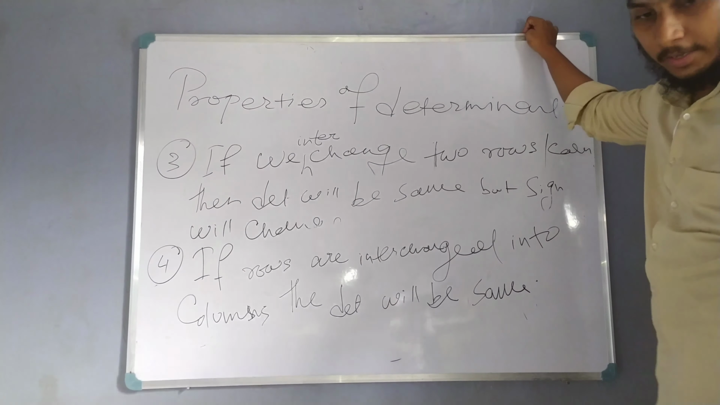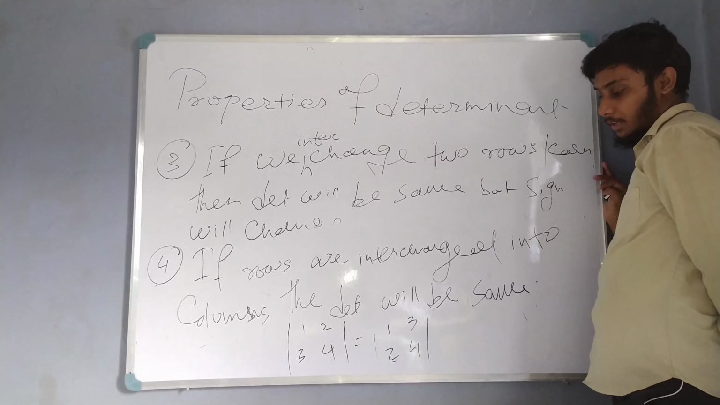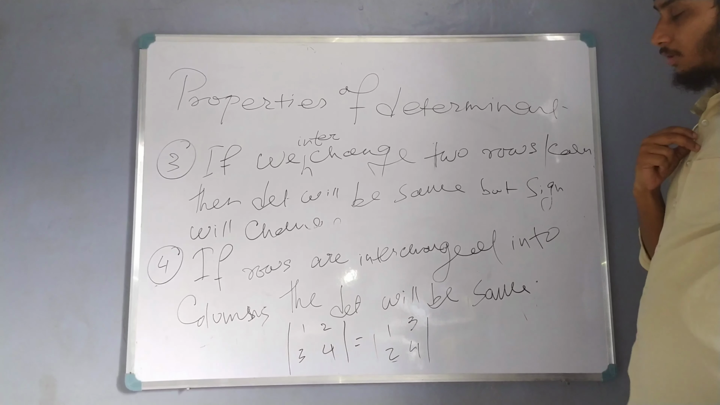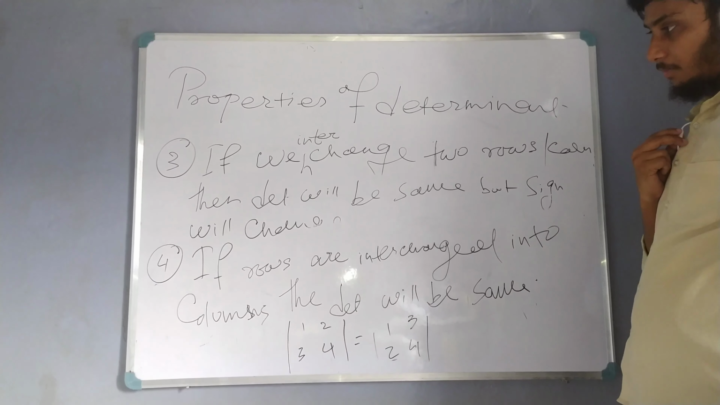For example, if I take a small determinant 1, 2, 3, 4, see here, the first row I am writing as the first column, 1, 2, and the second row as the second column, 3, 4. So what we have done here is interchanged all the rows into columns. Then these two determinants will be the same, nothing will be changed, no minus sign will come, the value of the whole determinant will remain unchanged. So it is the property number 4.